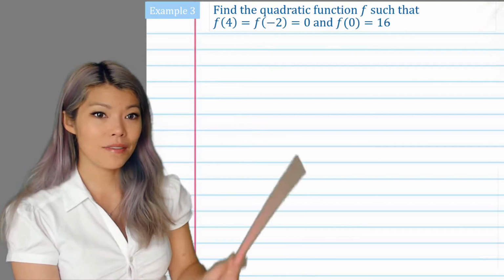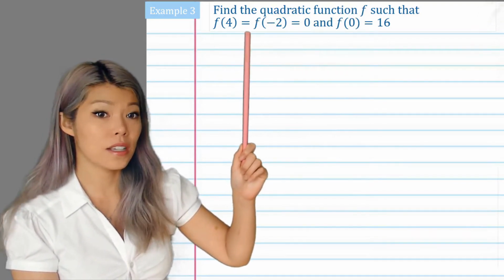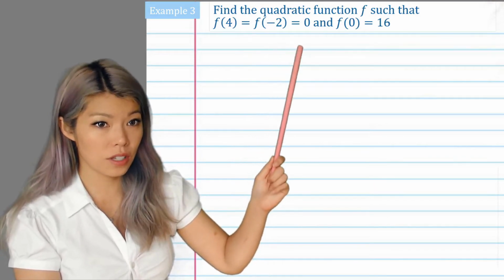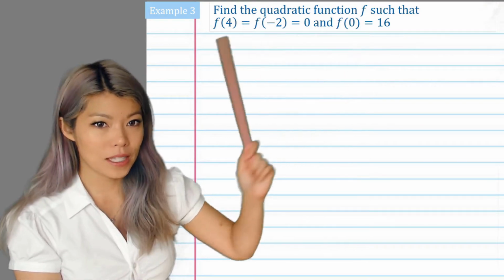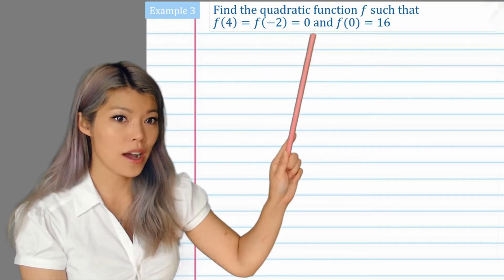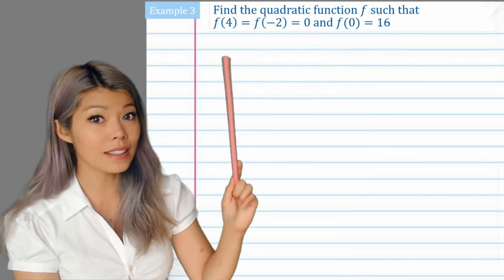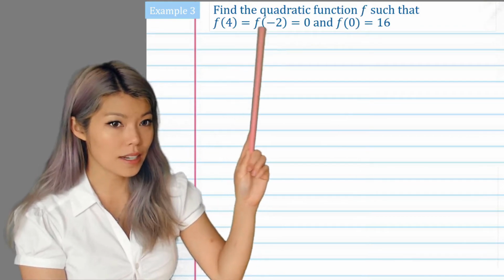Example 3. Find the quadratic function f such that f(4) is equal to f(−2) is equal to 0 when f(0) equals 16. Let's try to understand what this means. It's saying when x is 4, the function y is equal to 0. So that is an x-intercept. So we have two x-intercepts.